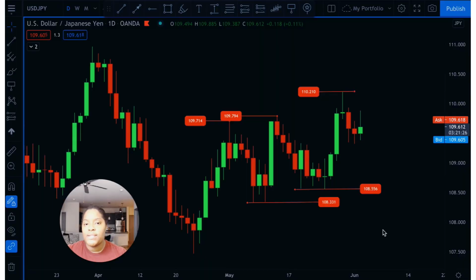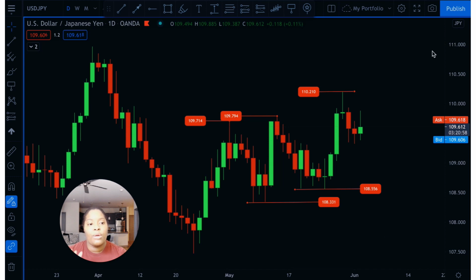So let's look at a pair like USD JPY. So this is my USD JPY chart. And now this chart, if you look at it, the base currency is the United States dollar and the Japanese yen is the quote currency. And what I would like you guys to do is research how the Japanese yen looks so you can connect with what it is that you're trading.